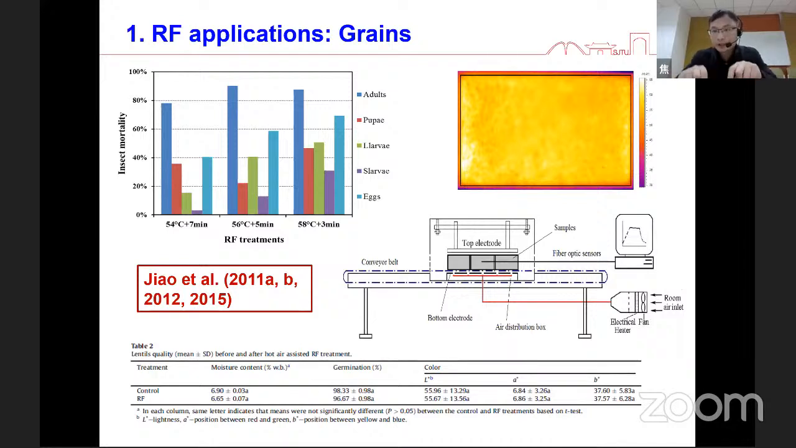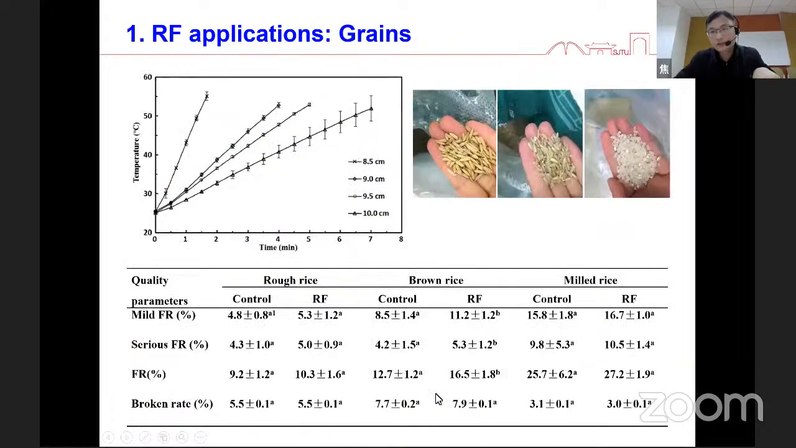Since for these legumes or grains, the sample is very uniform, the uniformity is generally very good. And we also compared the quality, like the germination rate and the color. Since for insects we don't need a very high temperature, generally a temperature above 50 degrees Celsius can kill the insects. So it's different from microorganisms, which we will mention later.